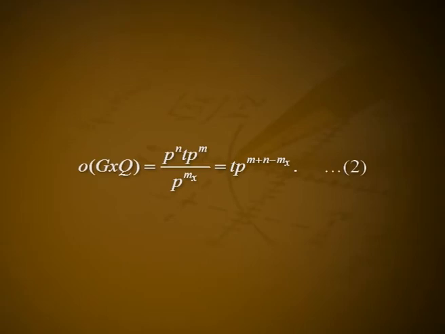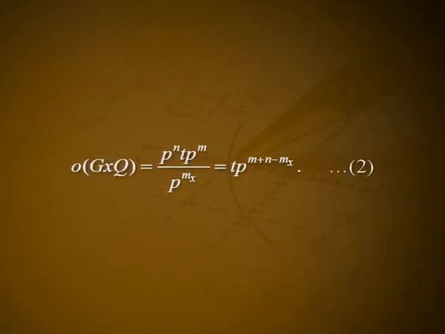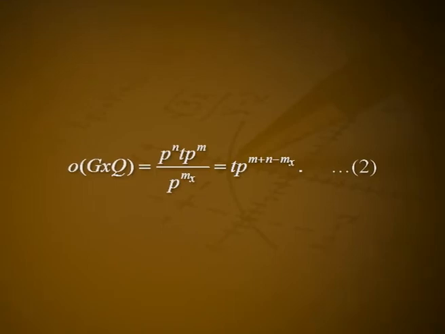To prove the claim, we note that the order of GxQ is equal to p^n t p^m divided by p^(m_x), that is equal to t p^(m+n−m_x). We call it equation 2. If the statement of the claim is not true, then n − m_x is greater than or equal to 1. So from equation 2 it follows that the order of GxQ is divisible by p^(m+1).